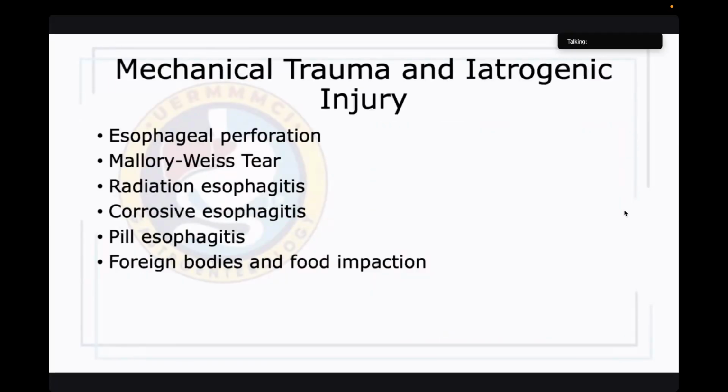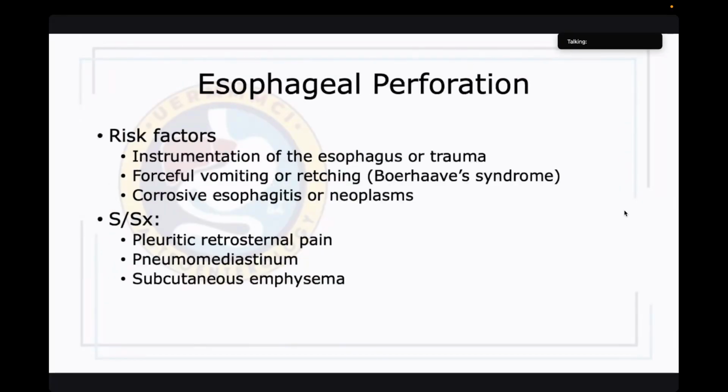Let me now discuss esophageal diseases due to mechanical trauma and iatrogenic injury. Most cases of esophageal perforation are caused by instrumentation to the esophagus or trauma to the area. This includes endoscopy, with the risk being greater in therapeutic endoscopy like dilation, stent placement, endoscopic mucosal resection, and other therapeutic endoscopy modalities. It can also be from surgical procedures, or sometimes even from minor procedures like placement of endotracheal tube or nasogastric tube.